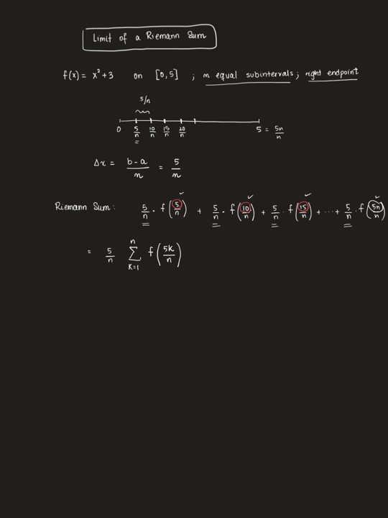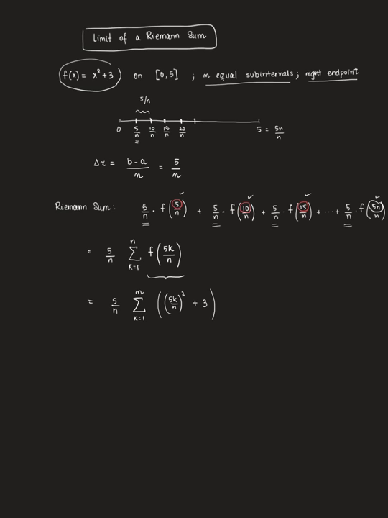But we've got to do a lot of work before to simplify this. For example, we still need to figure out what is f of 5k over n. So we need to put that into our original function. So let's do that next. So we've got 5 over n, sum from k equals 1 to n. Now our function takes the input, squares it, so that's 5k over n gets squared. That's x squared plus 3.